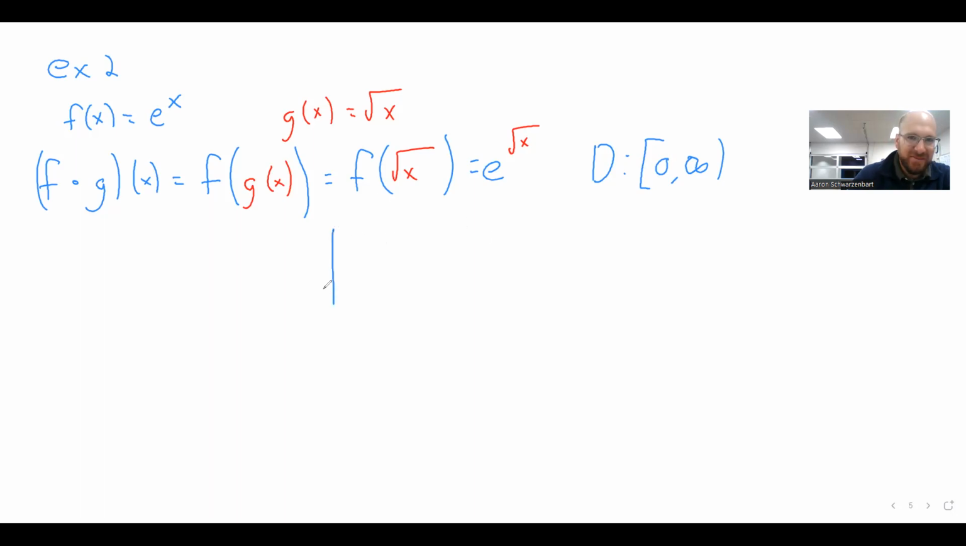Its graph looks kind of like... domain only has the positive numbers. Looks kind of like that.